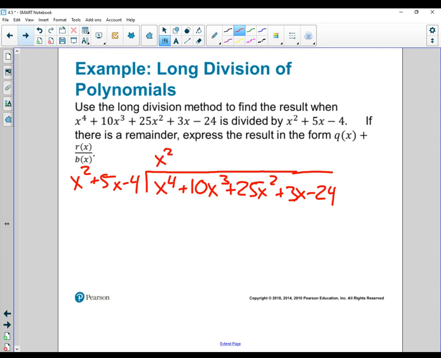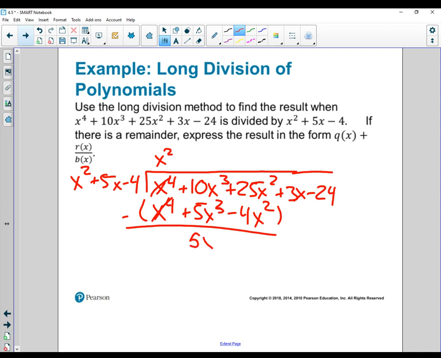X squared. And then that'll give me x to the fourth when I multiply to this whole thing, plus 5x cubed minus 4x squared. And subtract the whole thing. Goes away, goes away. That should be cubed. 5x cubed, minus negative is positive, so plus 29x squared plus 3x minus 24.